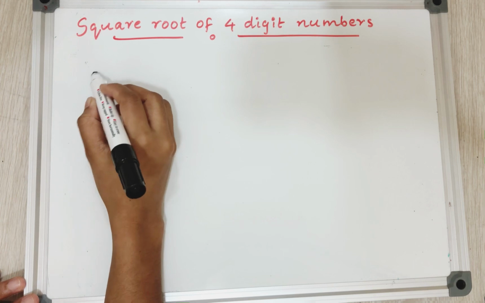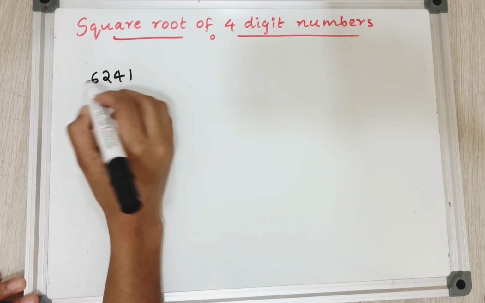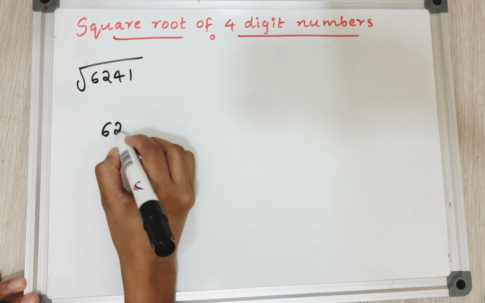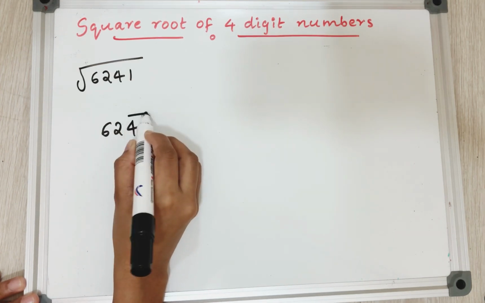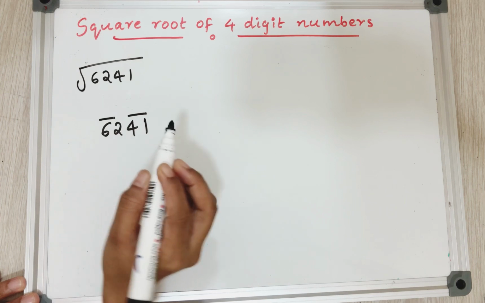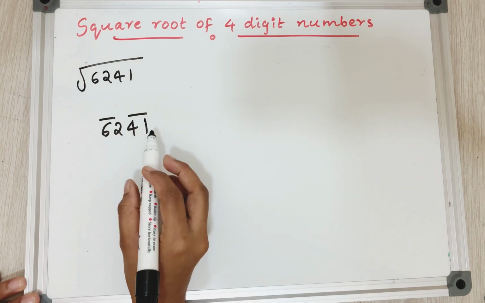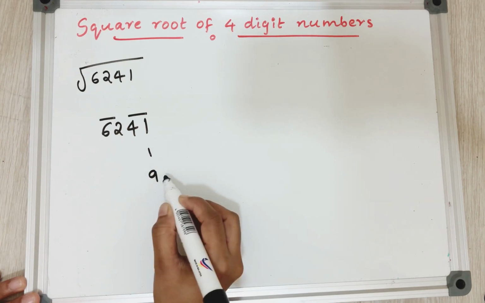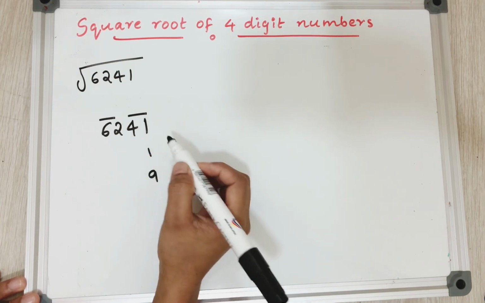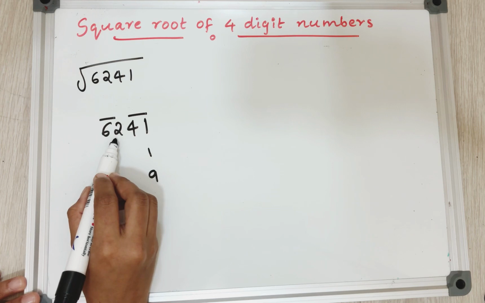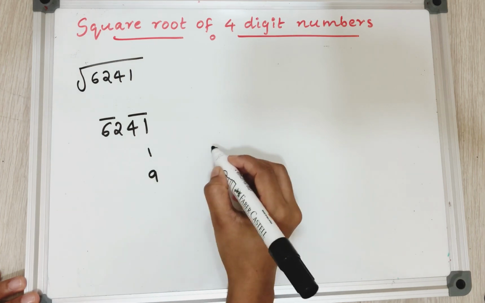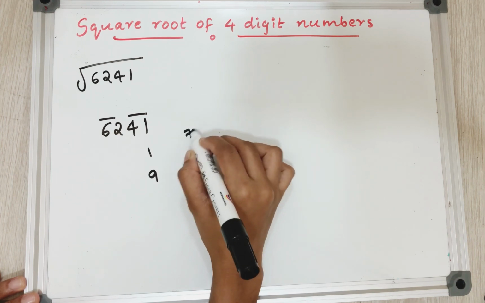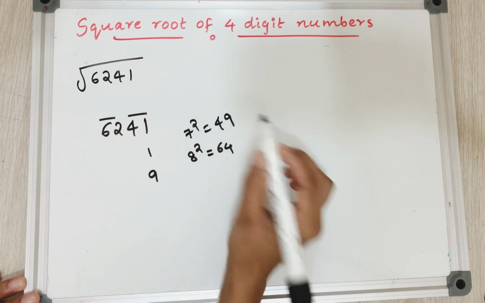Another example, 6241. Square root of 6241. Now consider the last pair and the first pair. Here 41 ends with a 1. Therefore, the two possibilities are 1 and 9. 1 square is equal to 1. 9 square is equal to 81. Ends with a 1. Now consider 62.